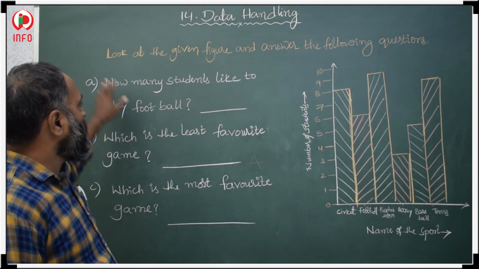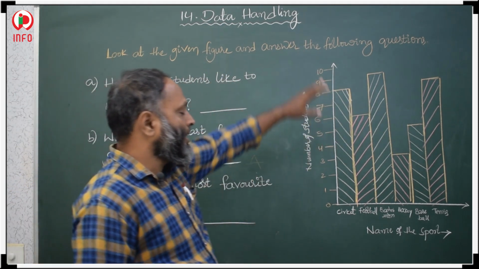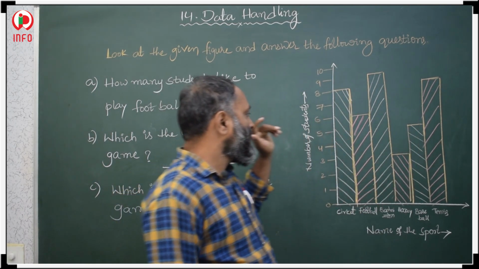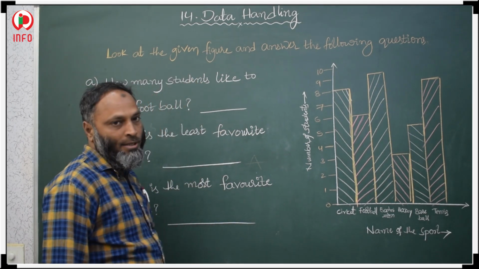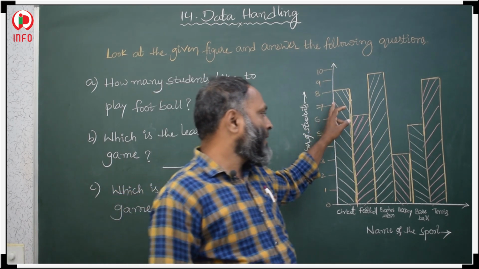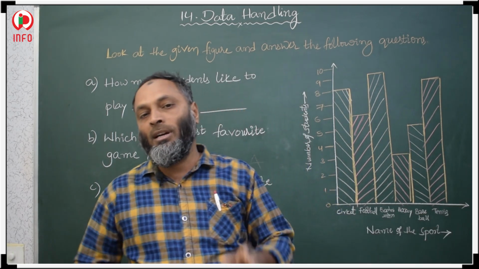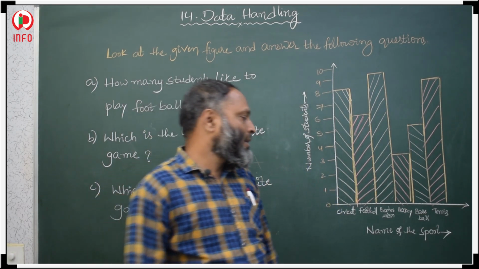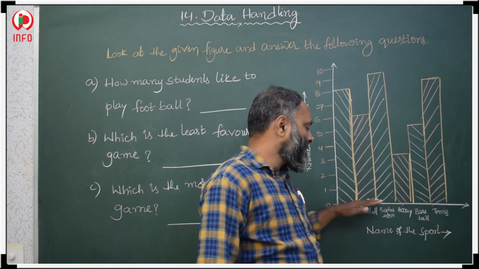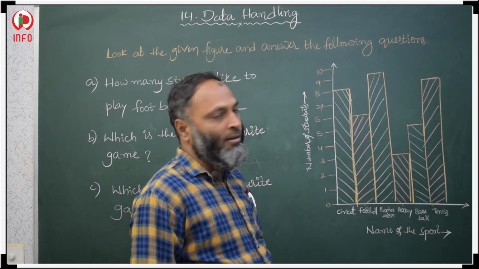Yes, students, see here. In this question, what is being asked? Look at the given figure and answer the following. This is the figure given. First we observe, and after that we answer the given questions. This is our bar graph. In this bar graph, 6 bars are given. These bars represent sports: the name of the sport on the horizontal line and the number of students on the vertical line.